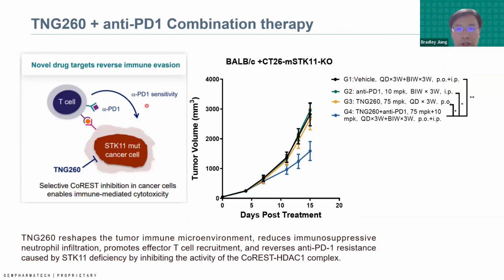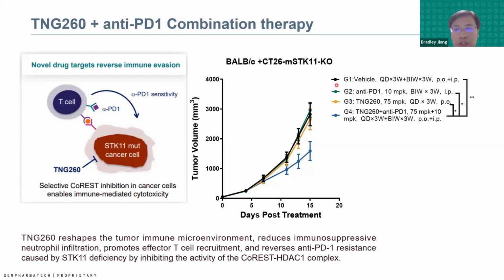In the STK11 knockout model, it has been reported that TNG216 reshapes the tumor immune microenvironment, reduces immunosuppressive neutrophil infiltration, promotes effector T cell recruitment, and reverses anti-PD-1 resistance caused by STK11 deficiency by inhibiting the activity of the KRAS HDAC complex.